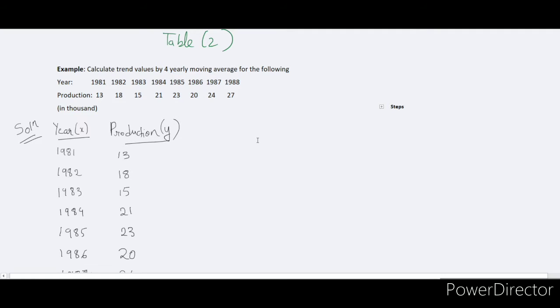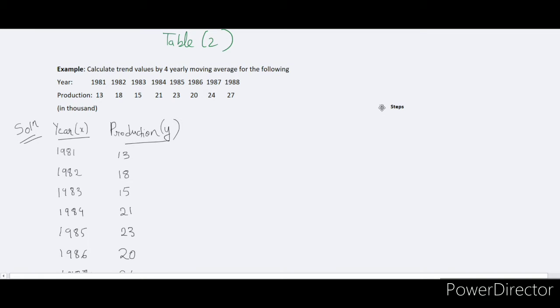In this example, we have to calculate trend values by 4-yearly moving average for the following data. These are your X or T values, which is the time value from 1981 to 1988, and we have the data on production, which is in 1000, 13,000, 18,000, and so on.